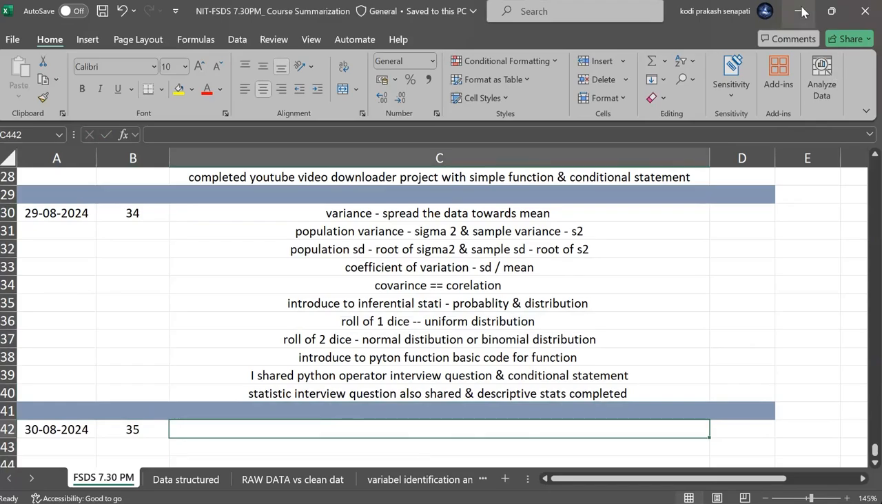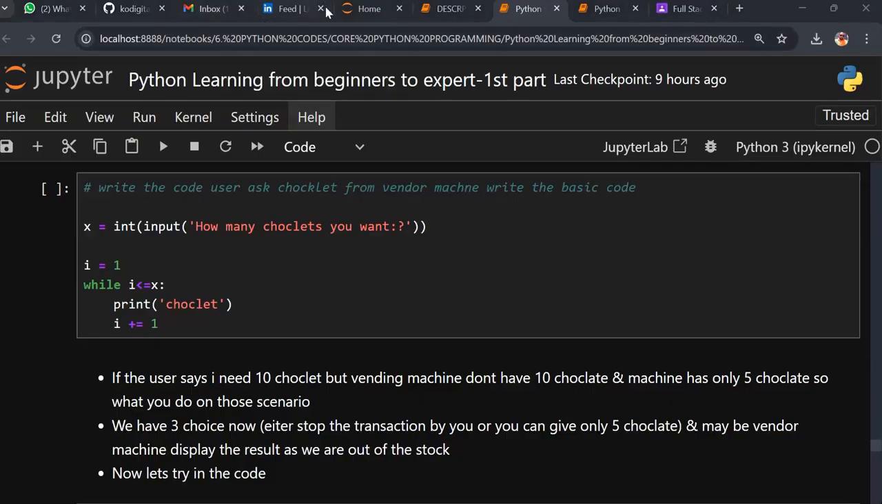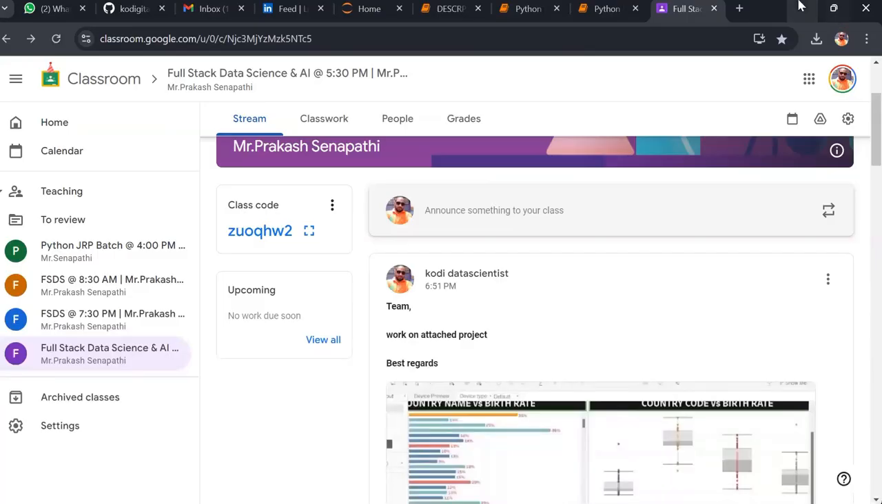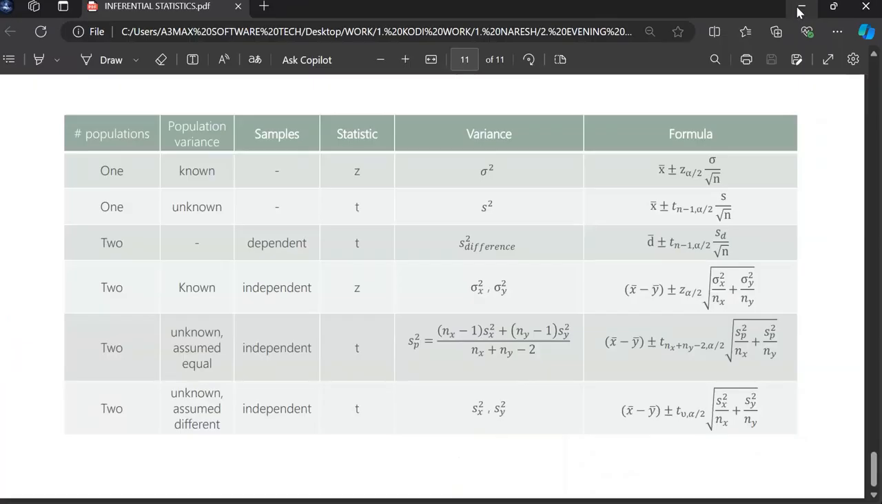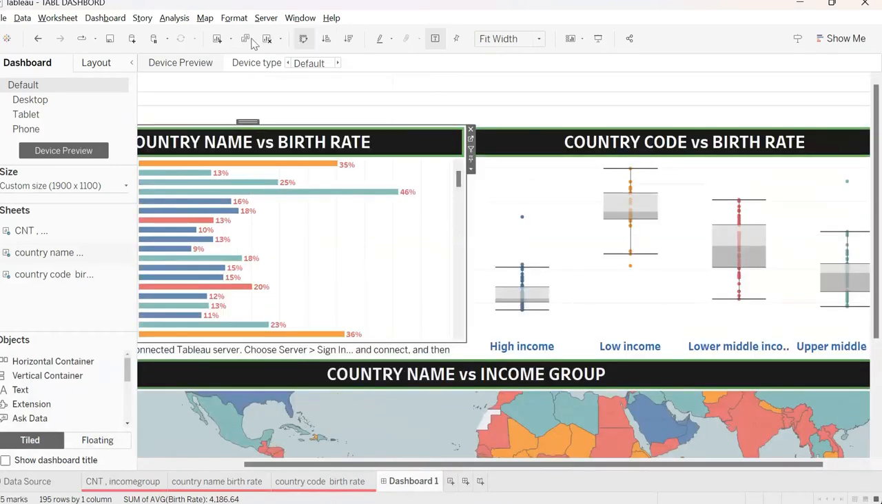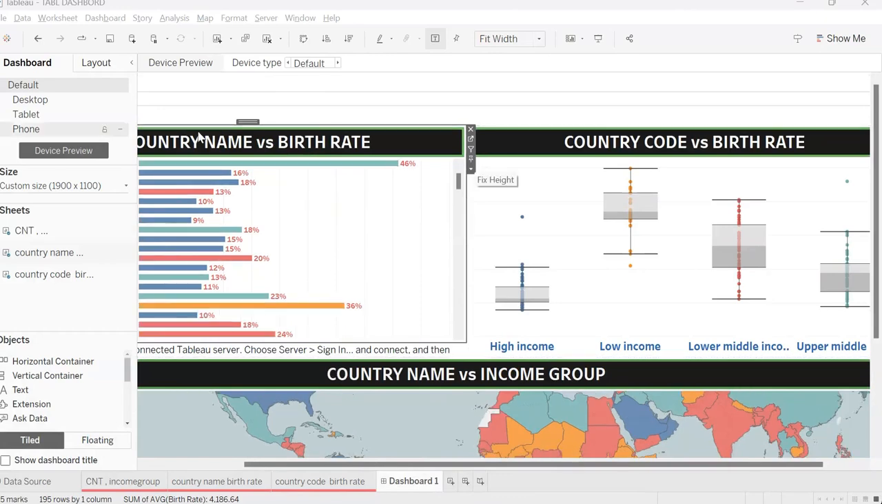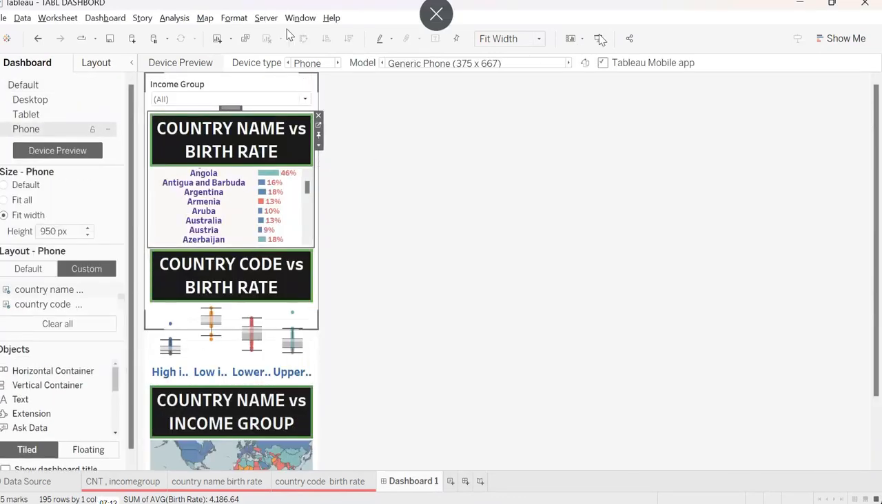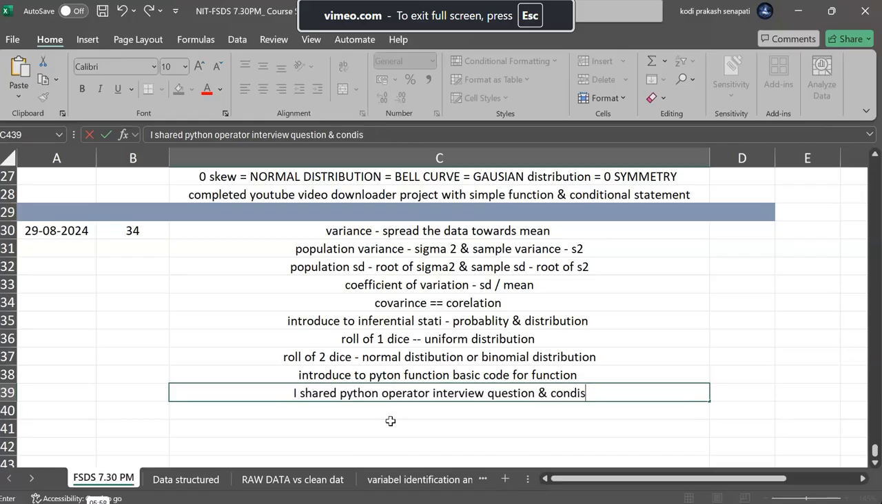Today's session is a little tough, but it all depends on how you grab the concept and how you understand the concept. See, we have pretty nice dashboards, guys. We'll build them later with the help of Tableau. We can plot this type of dashboards in future classes, not right now. You can nicely divide the dashboards to the phone.